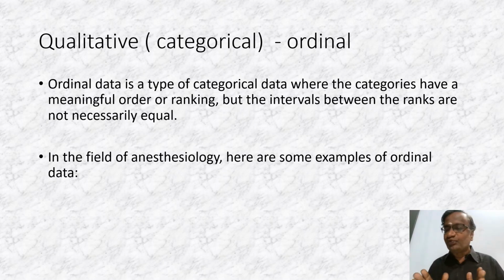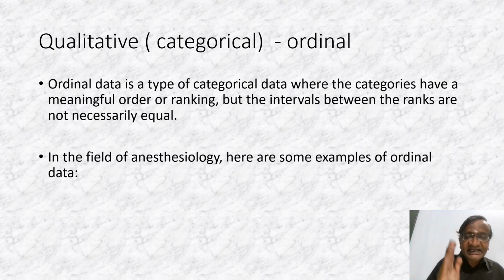The difference is not one. First rank and second rank and third rank. Between 1 and 2, there is 1. Between 2 and 3, there is only 1. So this is not equal. Rank 1 and 2, the difference is different. That is what is called qualitative, categorical, ordinal.